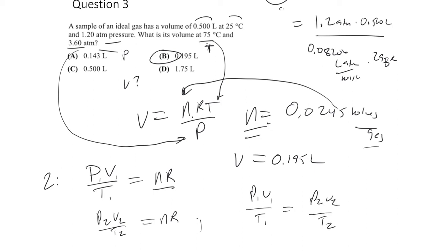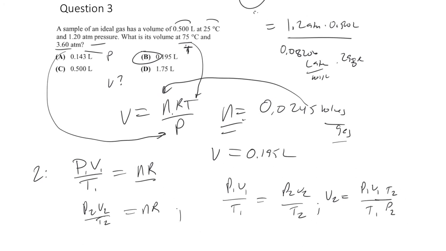Only caveat is we have to still convert to Kelvin. It may appear that we can leave this in degree C, but we can't. We still have to convert to Kelvin. Okay, and so then we can solve for V2 by going P1 V1 over T1 and then times T2 divided by P2.